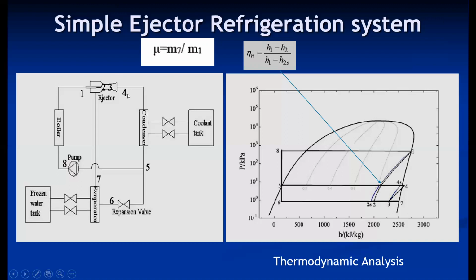Then 3 to 4 is the pressure rise in the diffuser section, where the pressure rise of the mixing takes place. If the diffuser has some efficiency, then with the help of that efficiency we can calculate 3 to 4s, which is the isentropic pressure rise in the diffuser. But since the diffuser has some efficiency, the actual diffusion process is 3 to 4.